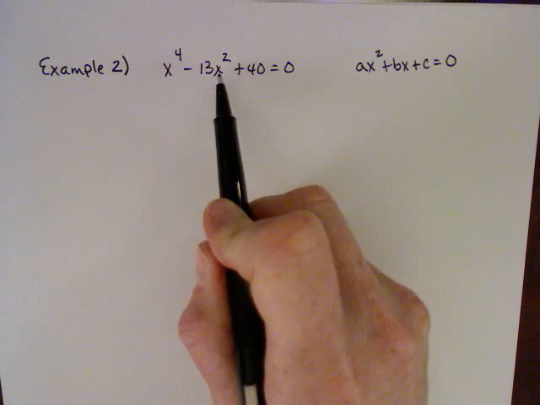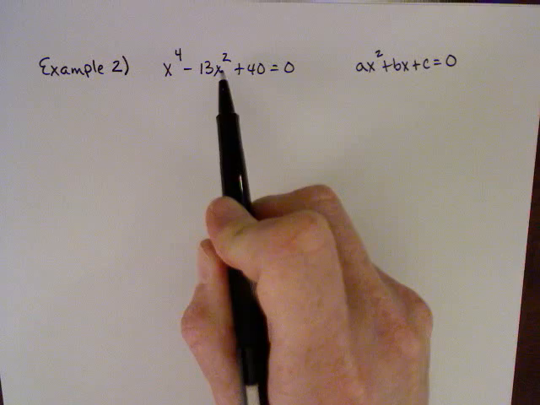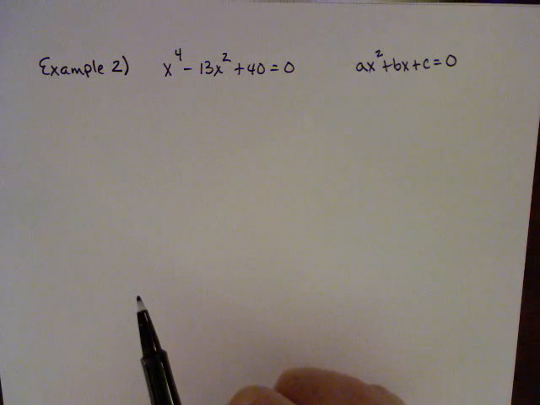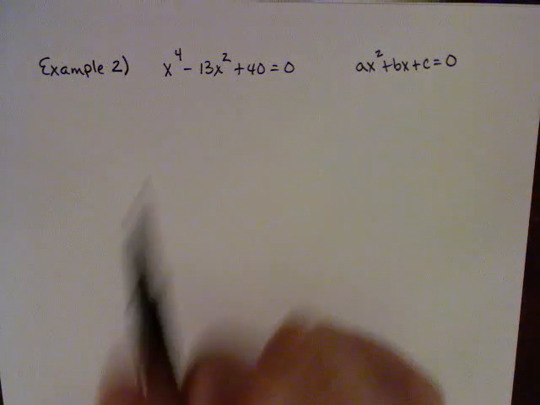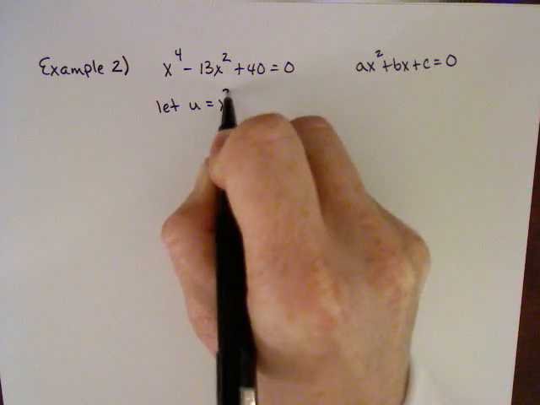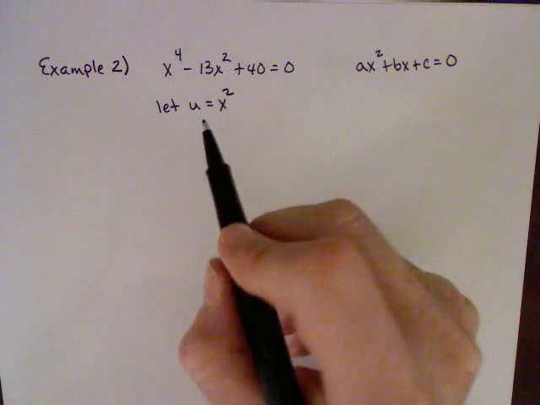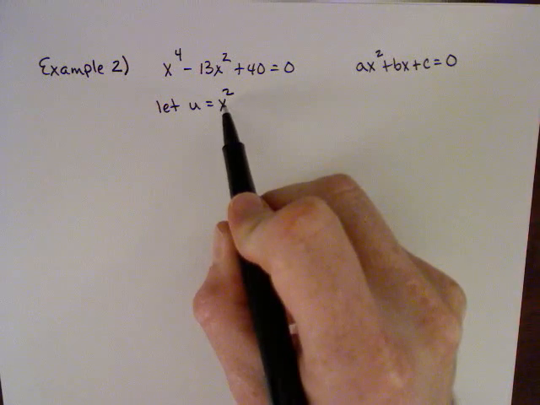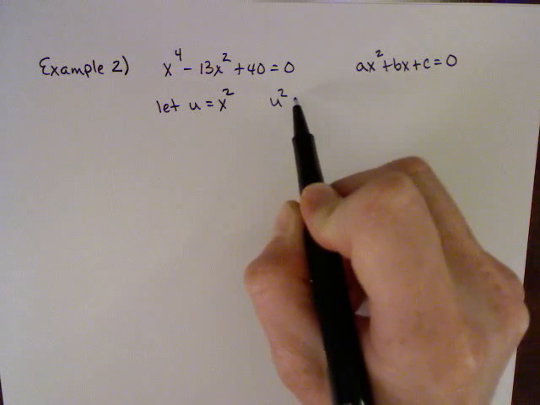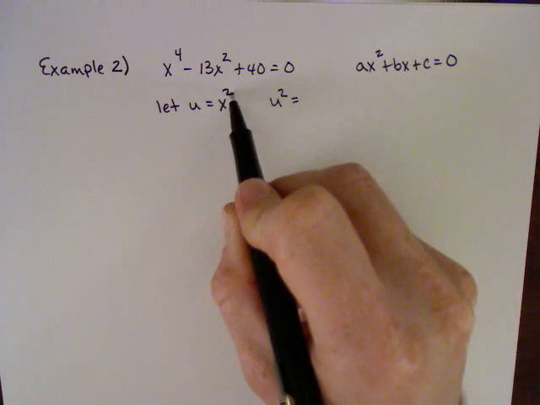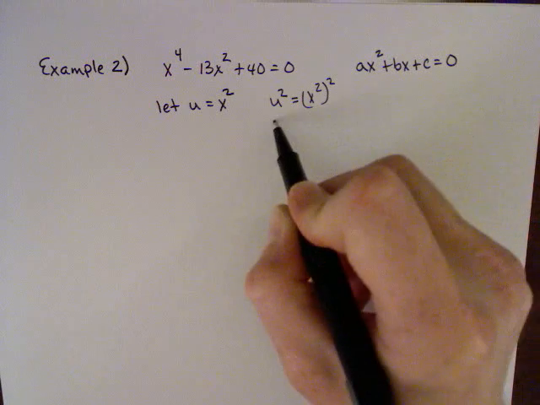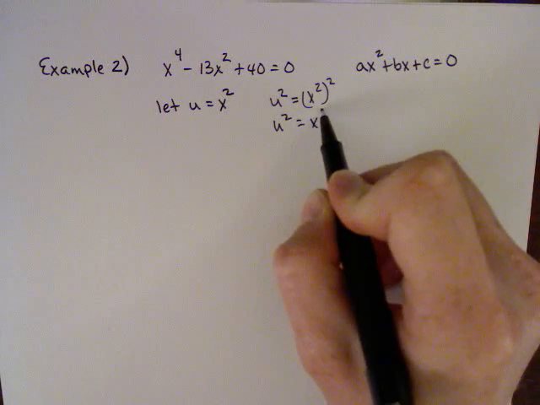If we look at our middle term, x squared, if you take that term and square it, we can get our largest term, x to the 4th. We can let u equal x squared, and since u is equal to x squared, if you square u, u squared would equal x squared squared, which would be x to the 4th.